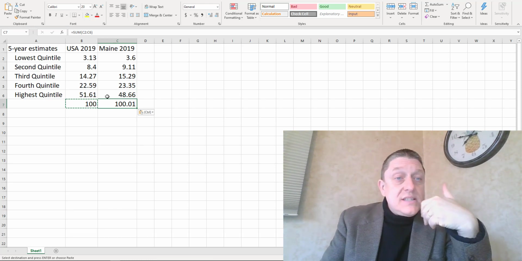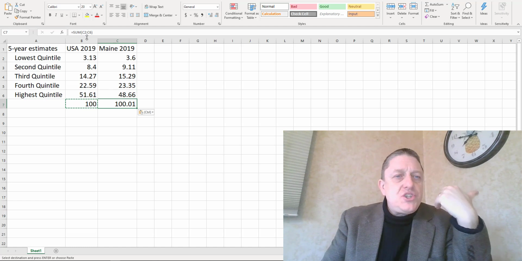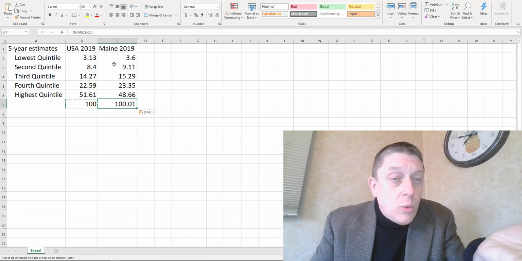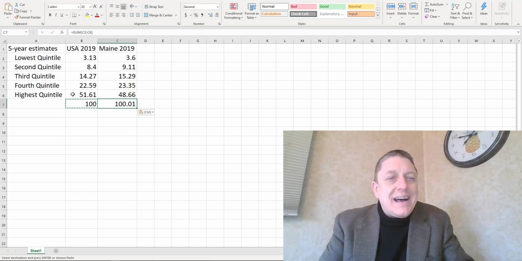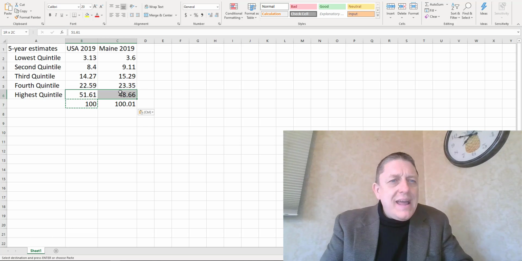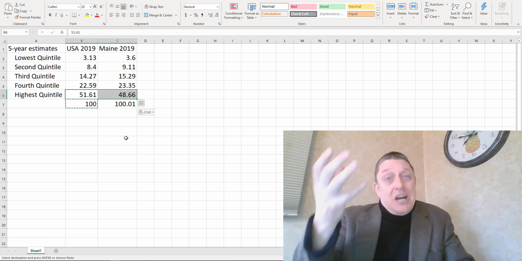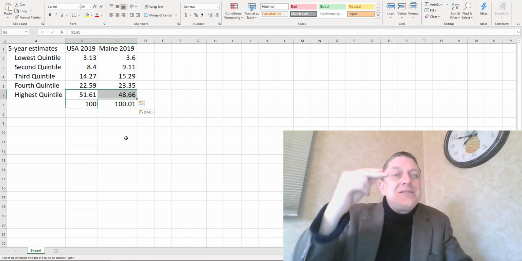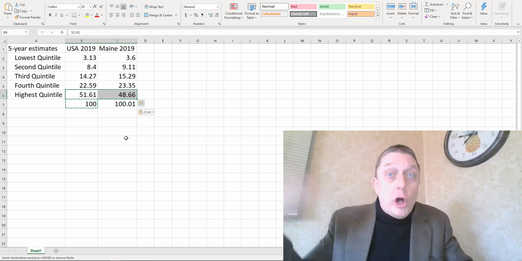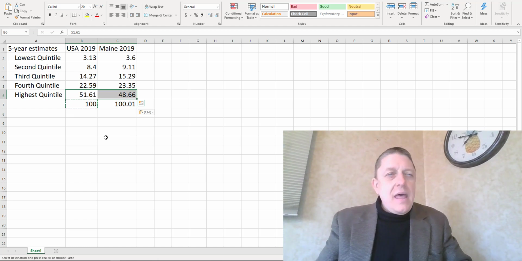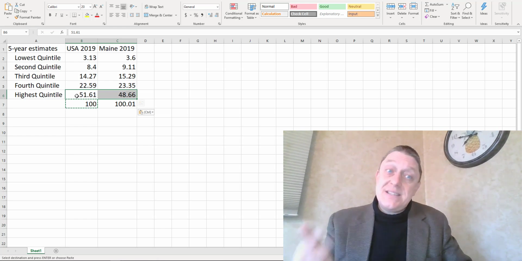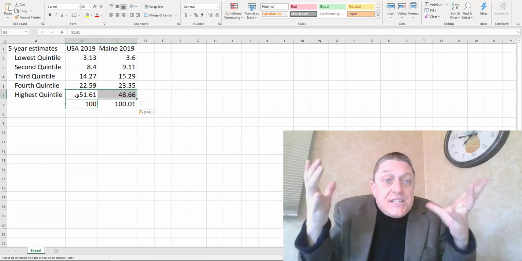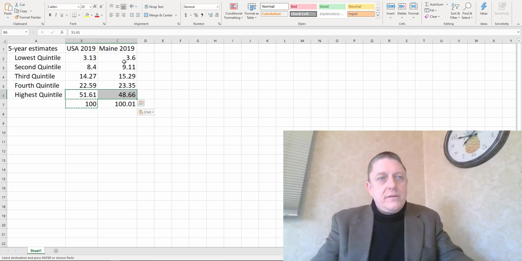One of the things we'll notice is that Maine, compared to the United States, has slightly greater income equality. How do we know that? Because the highest quintile in Maine has just, and this is still just, it's still a good 2.5 times as many, but it's 48.66% of all the income in Maine goes to the top 20%, whereas for the highest quintile in the United States, it's above 51, headed toward 52%. That is a difference, and it does trickle down to the lowest quintile.